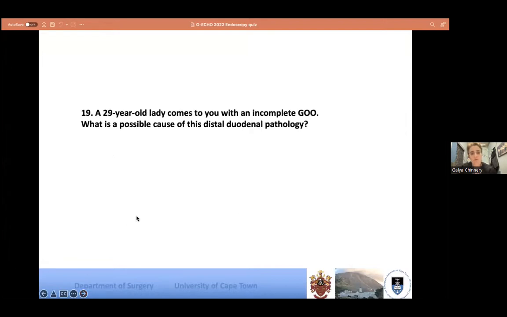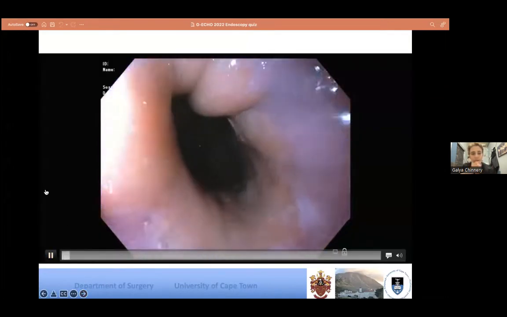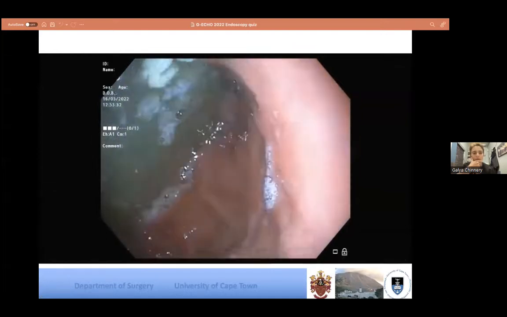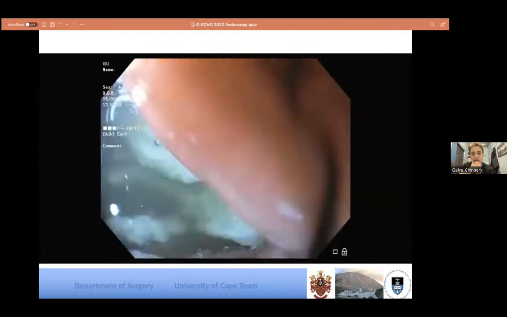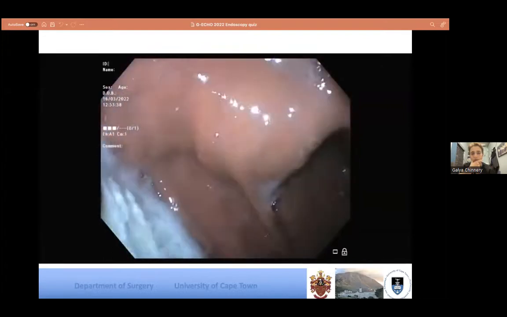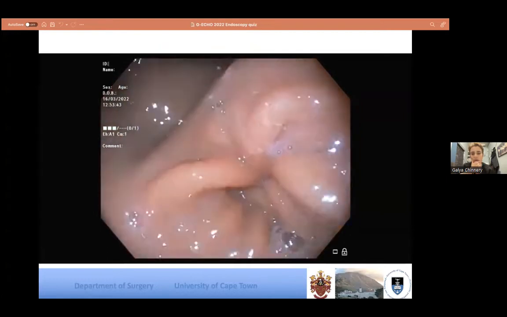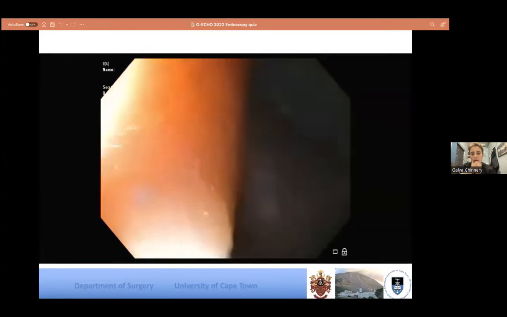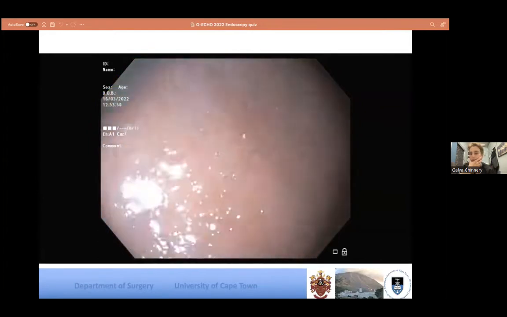A 29-year-old lady comes to you with an incomplete gastric outlet obstruction. I'm going to show you her duodenum, and then you can tell me what you think. So we're at the Z line, and there's quite obviously an element of obstruction as you go through the stomach. There's the puddle of fluid there. There's your pylorus coming into view. That's quite a young lady, I forgot to mention. That's important.